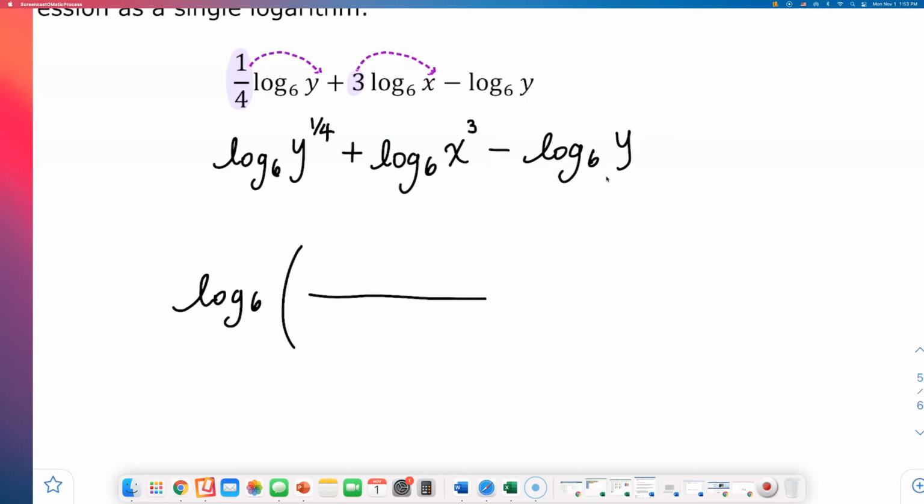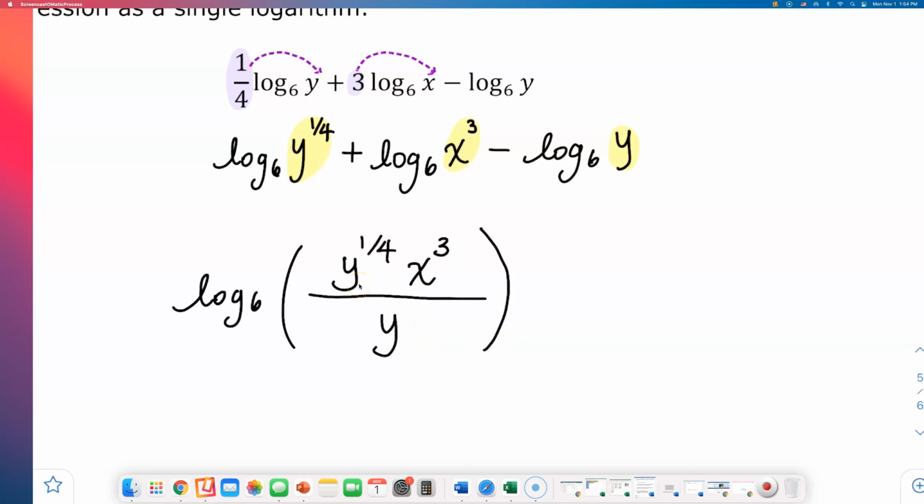So when you put all these together, we just put the arguments. So y to the 1/4 power times x to the 3rd power will be on top of the fraction. But this y will go to the bottom of the fraction because this log expression has a minus in front. You notice the first two are positive, so that's why y to the 1/4 and x cubed are on top of the fraction.